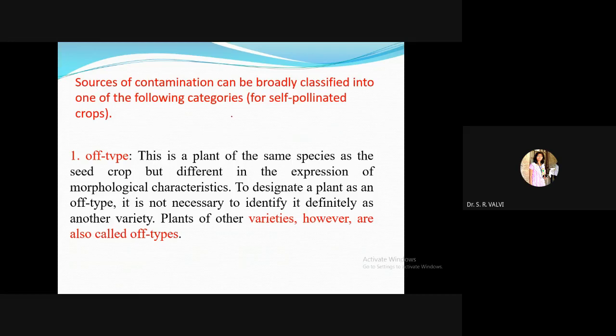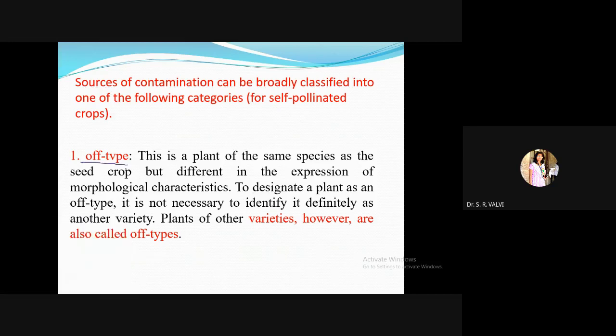Next, come to the next point: sources of contamination can be broadly classified into one of the following categories. Here I have mentioned a few categories, and according to these the field inspector can classify the source of contamination into any one of them, or if many contamination sources are observed, you can categorize them as per these sub points. Let me change the color of my pen. So the first type is what?